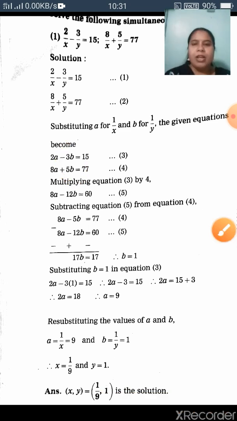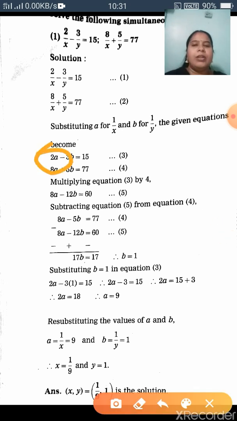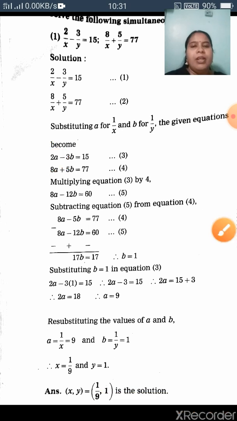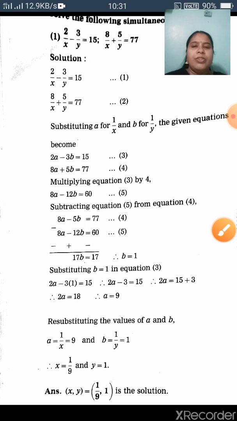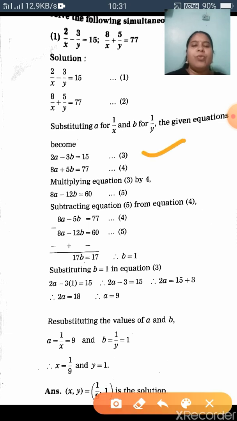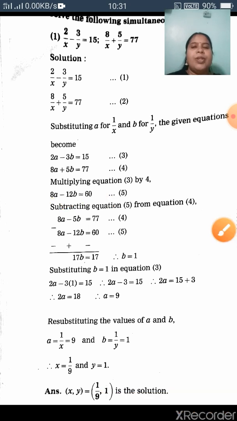To equate, it's better that I bring 8 here in equation number 3, so that the 8 terms become the same. Now how to get that 8? We have to multiply equation number 3 by 4. Now what will happen with that? When I multiply equation number 3 by 4, we will get 2 into 4, that is 8a, 3 into 4, that is 12b, and 15 into 4, that is 60. This is nothing but equation number 5.